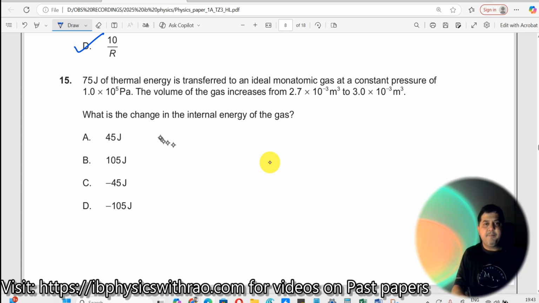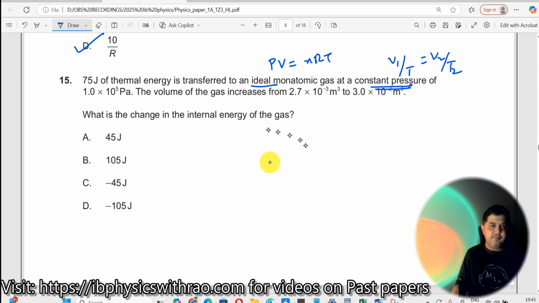Question number 15. 75 joules of thermal energy is transferred to an ideal monoatomic gas. Ideal once again, which means what? You can always use PV = nRT, no issue. At a constant pressure, that means V1/T1 = V2/T2. You can use this also.